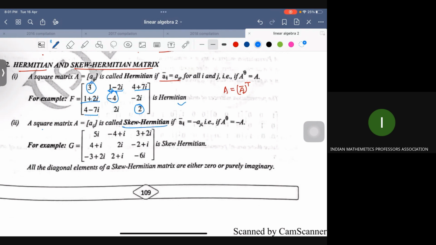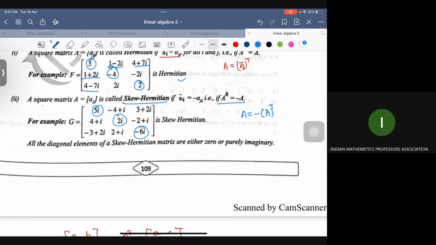A matrix is said to be skew Hermitian if A is equal to minus of A bar transpose. So here all the diagonal entries will be purely imaginary numbers. In a Hermitian matrix, all the diagonal entries are purely real; here all the diagonal entries will be purely imaginary. So A11 should be equal to minus A bar 11. If A11 is 5i, A bar 11 is minus 5i, and minus A bar 11 is 5i. So these diagonal entries should be purely imaginary numbers.